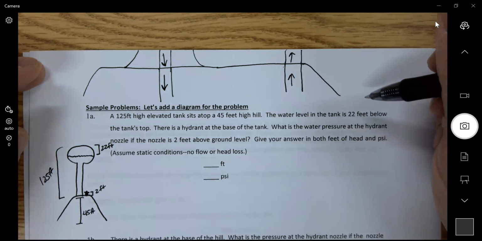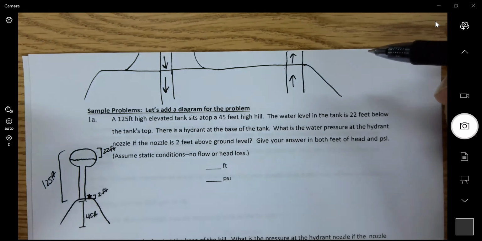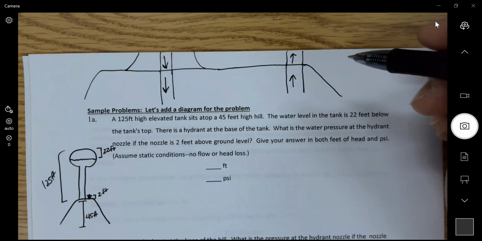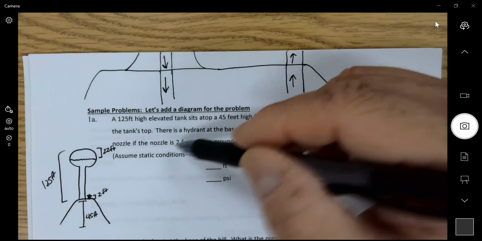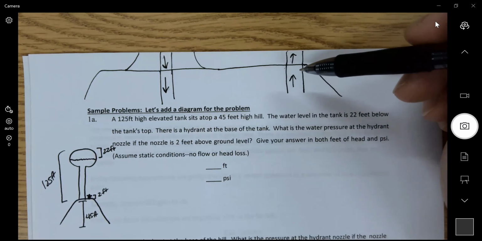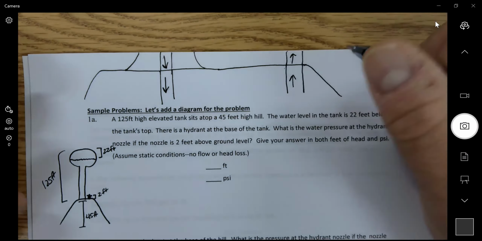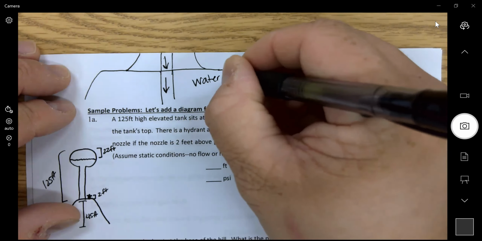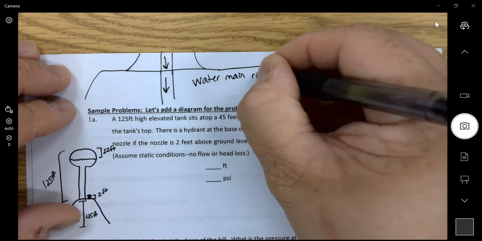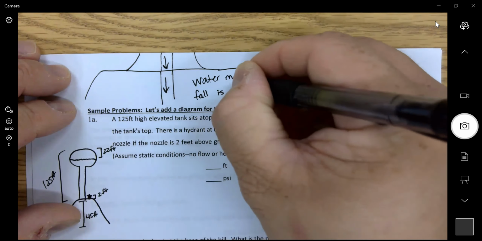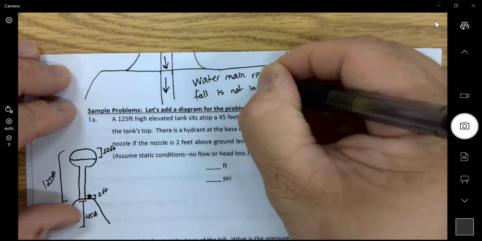So for the fact that the water is going down here to a water main and then running over here and going up to a fire hydrant, there is some vertical drop there because there's extra height going down in the main, but then there's water coming back up from the main, right? So I'm going to tell you, water main rise and fall is not included. All right.